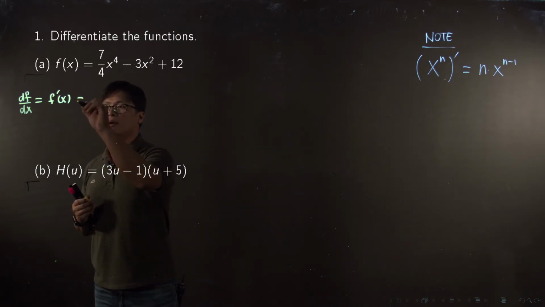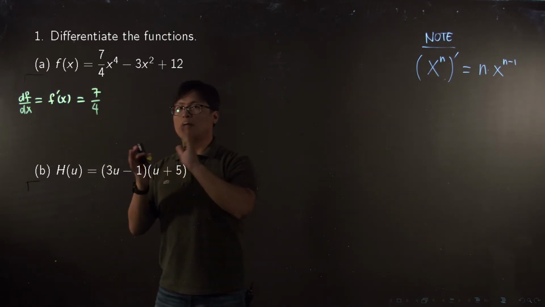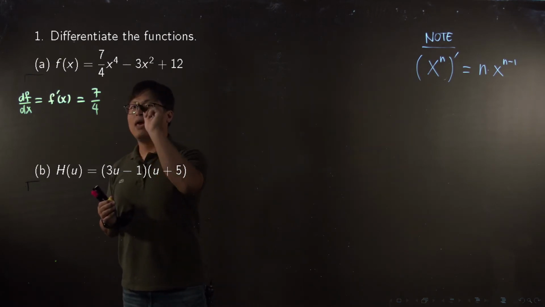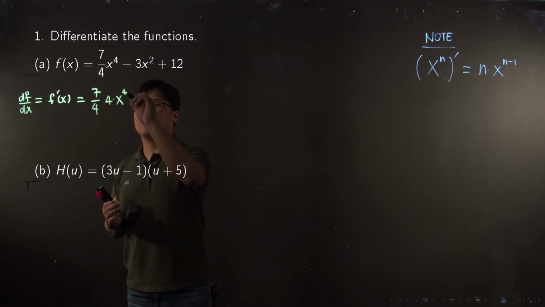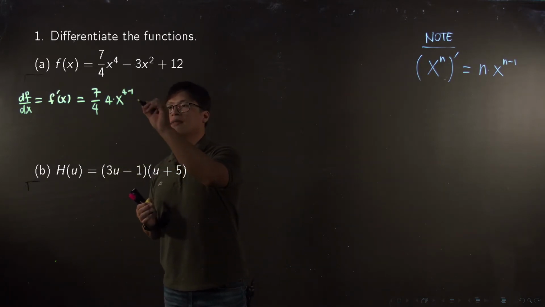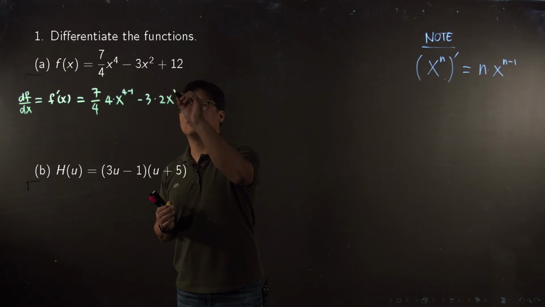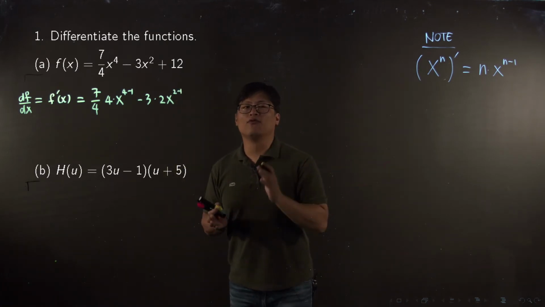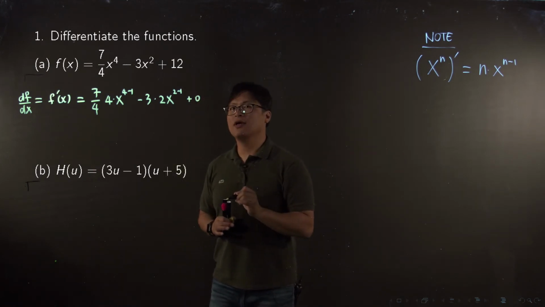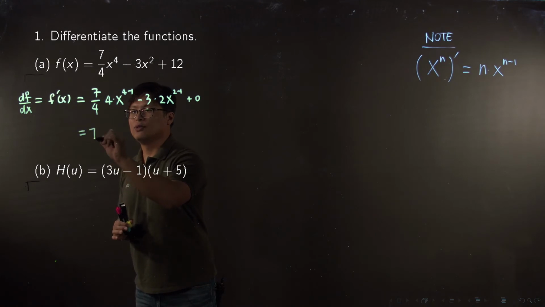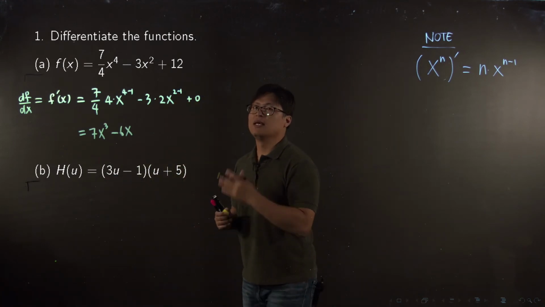So what is f prime? By the power rule, it is 7 times 4. Then 7 is the coefficient, so we are not going to do anything to it, but we're going to take care of x to the 4 only. x to the 4 prime is 4 times x to the 4 minus 1. And for the second one, -3 is a coefficient, and we are not going to do anything to it, but x squared prime is 2x to the 2 minus 1. And don't forget this: constant prime is, no matter what, equal to 0. So 12 prime is equal to 0. That's it. So we have to simplify this. It is equal to 7x cubed minus 6x. That's it. This is f prime.